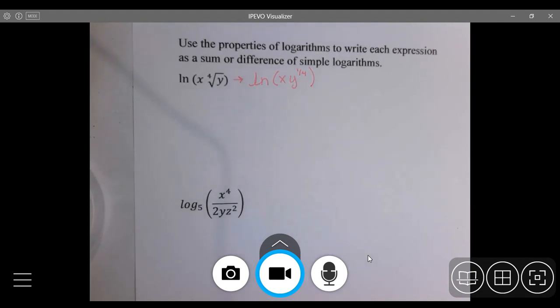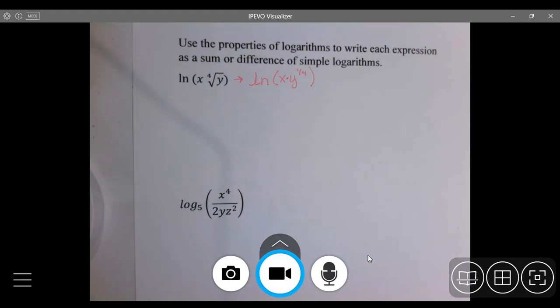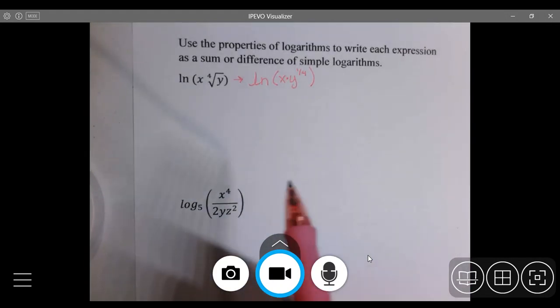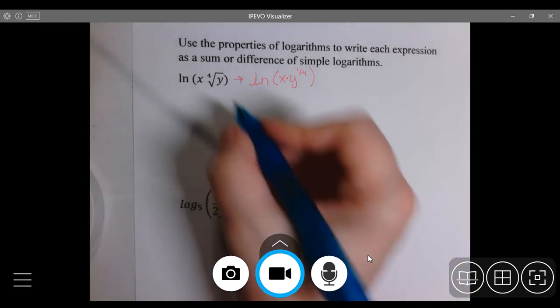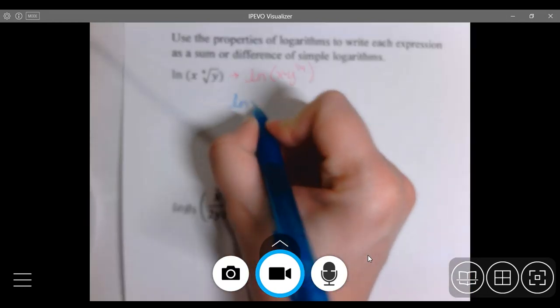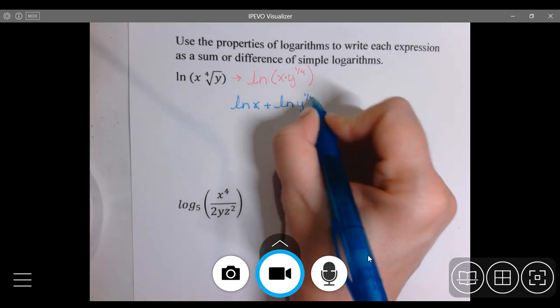Okay, when I have xy to the 1/4, I'm going to look at this and say, okay, I have a multiplication there. So multiplication, according to my properties, is going to turn into addition. So let's rewrite that and say, okay, that means ln of x plus ln of y to the 1/4.